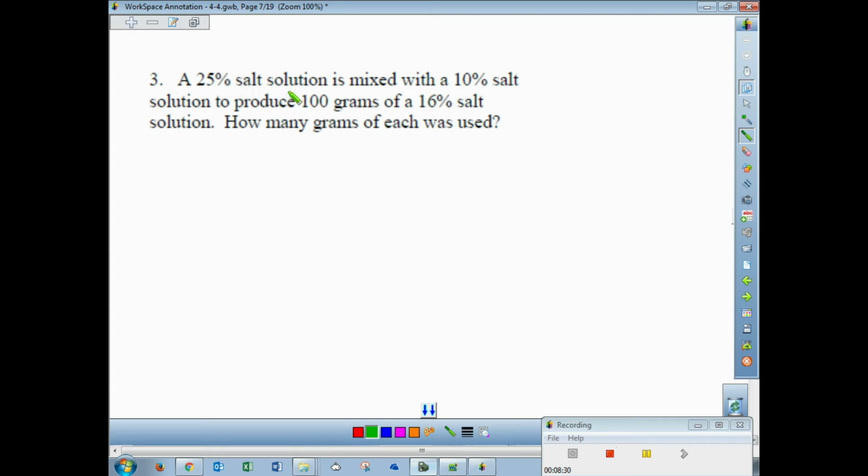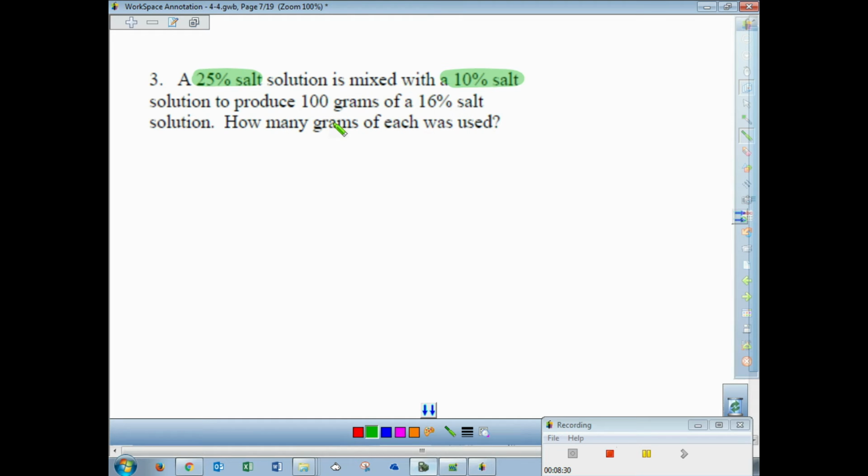A 25% salt solution is mixed with a 10% salt solution to produce 100 grams of a 16% salt solution. So they totally mixed these two together. Like these two got mixed, and this is the percent they got back. How many grams of each was used?